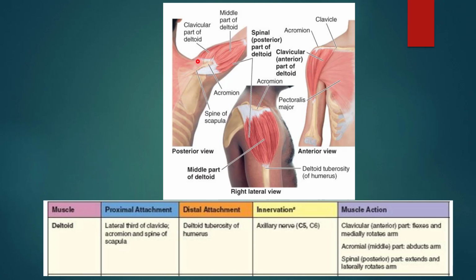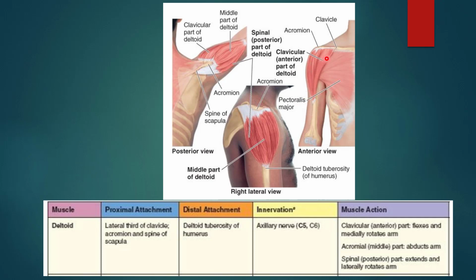First of all, the lateral third of the clavicle, then the acromion process of the scapula, and the spine of the scapula. One part from the clavicle and two parts from the scapula. Then it is inserted over the deltoid tuberosity on the humerus. There is one tuberosity on the middle part of the humerus, which is called the deltoid tuberosity because the deltoid is inserted over it.